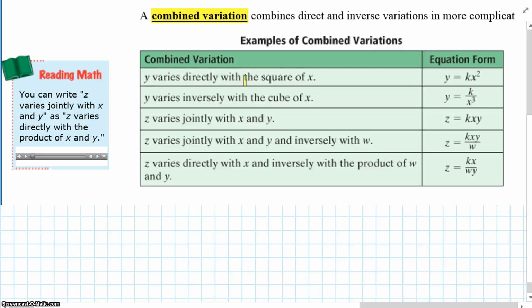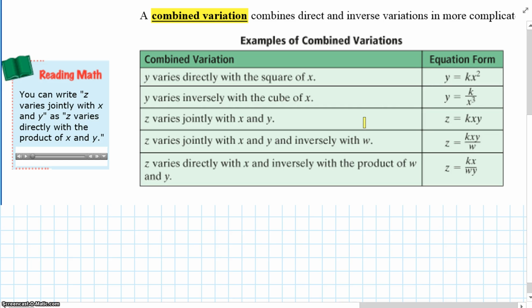Y varies directly with the square of x, so y equals kx squared. Y varies inversely with the cube of x, so y equals k over x cubed. Z varies jointly with x and y, so z equals kxy. Z varies jointly with x and y and inversely with w, so that tells us z equals kxy over w.